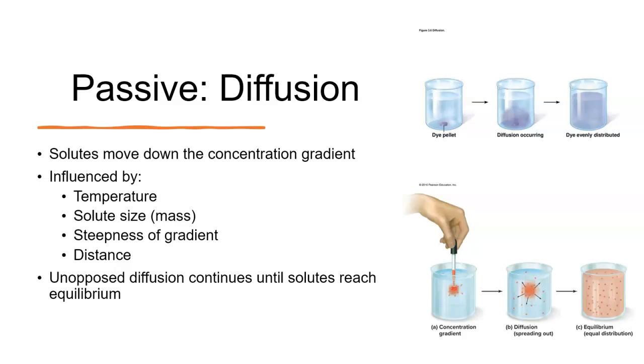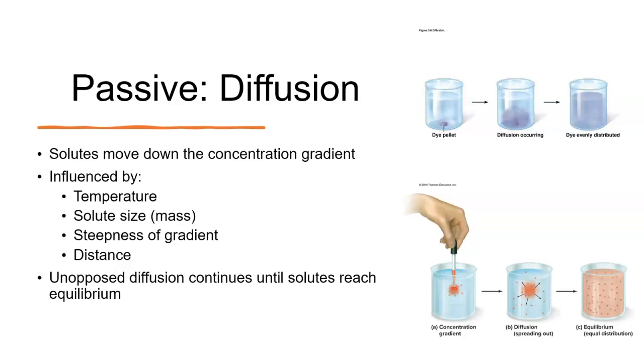There's several things that can affect how quickly and how well that happens. The warmer the temperature and the steeper the concentration gradient, the more quickly diffusion occurs. Now, this happens if the molecules are unopposed, so there's nothing stopping diffusion from occurring. Ultimately, the movement of all of these substances will allow that molecule or that ion, whatever it is, to reach what we call equilibrium, which means everything is the same.